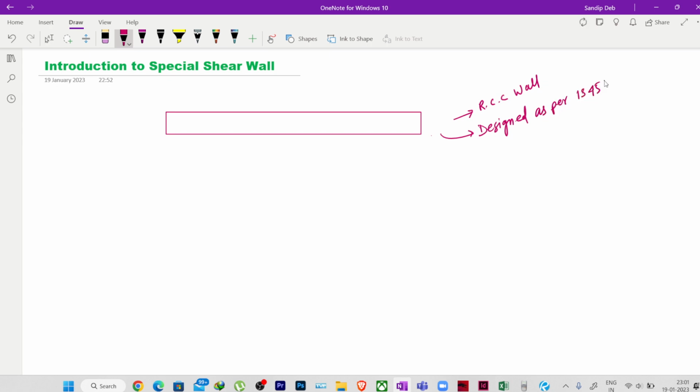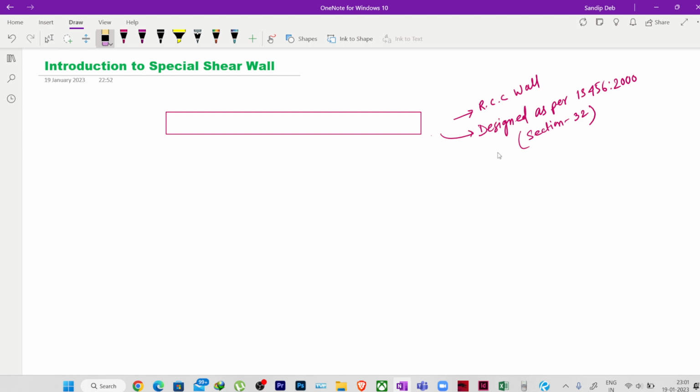IS 456-2000, and most probably it is section 32 as I remember. So if it is designed as per IS 456, for what loads, what elements will there be? So it will be vertical force, or I won't say, I will write there because I will be discussing this later.